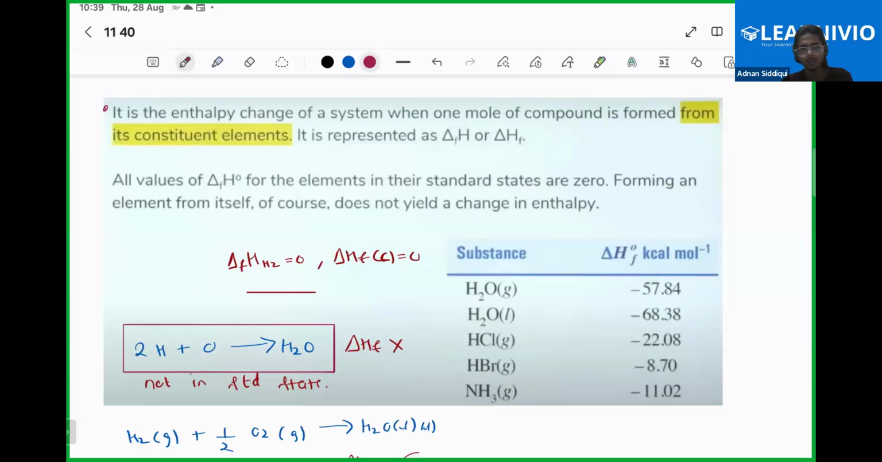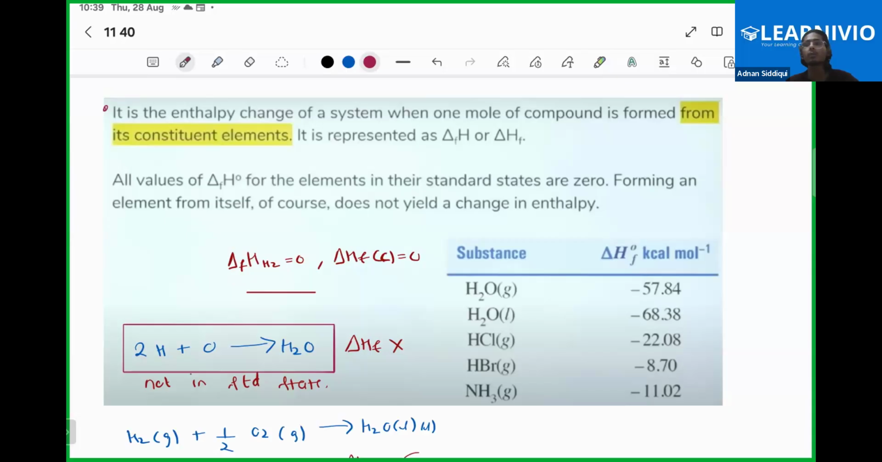Suppose you were looking for H2 and you took H2 and just converted it from H2 to H2, reactant side H2 and product side H2. Are you forming something? No, because H2 exists in its free, elemental state as dihydrogen, right? So delta H formation of H2 is going to be zero.